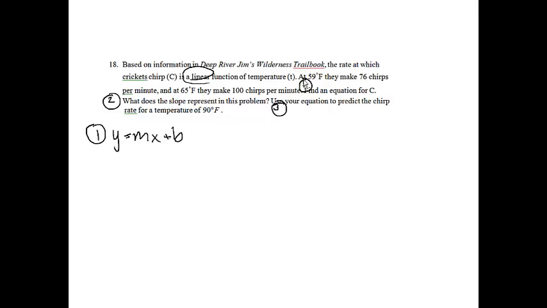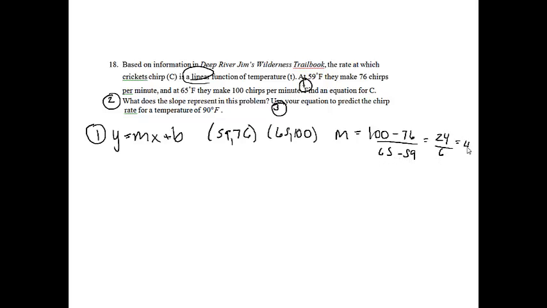All right, so I'm going to write 2 points here. I know at 59 degrees, there are 76 chirps. So I'm going to write the point (59, 76). And then when it's 65, they make 100 chirps. So I now have 2 points. The first thing that we'll do, if you remember, is to find the slope of those 2 points. So I'm going to have 100 minus 76 over 65 minus 59. So that is going to give me 24 over 6. And 24 divided by 6 is 4. So I now have the slope.